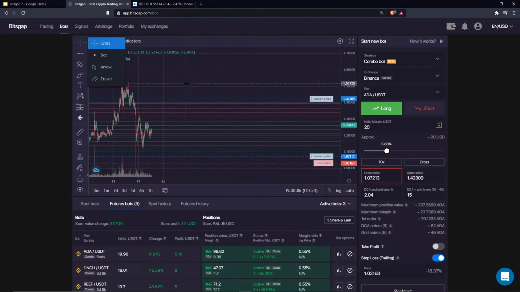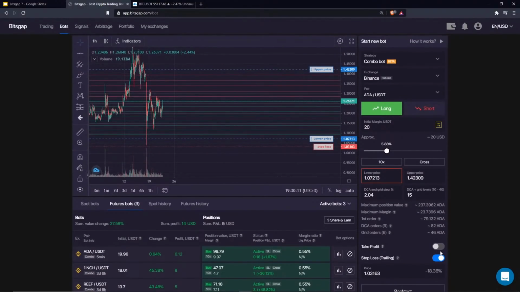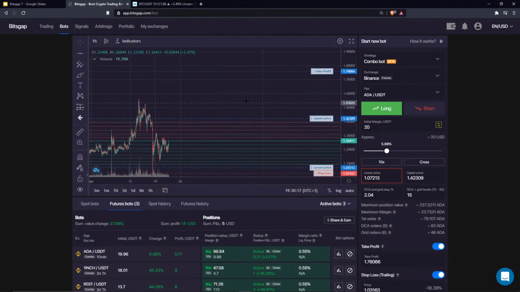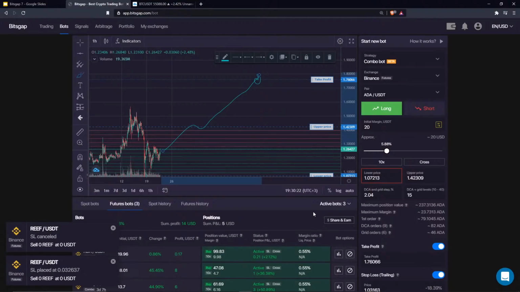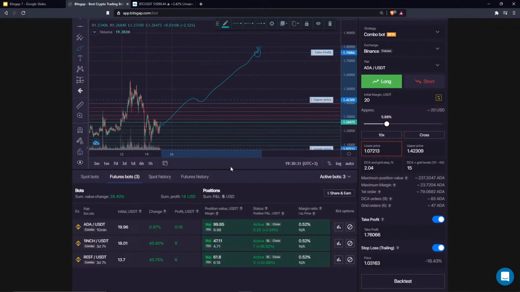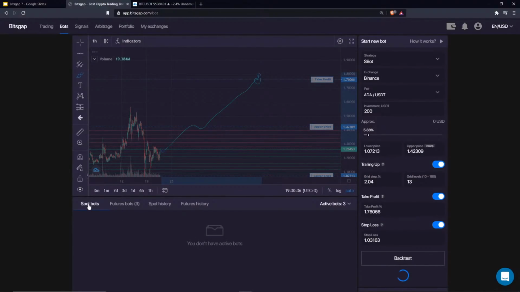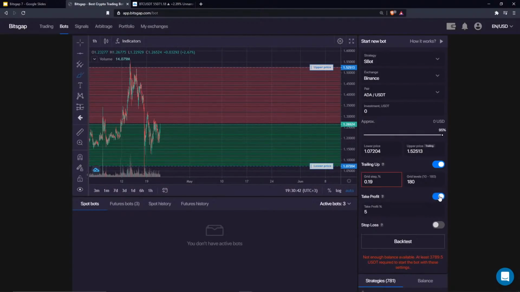Okay, so this is the stop loss, and of course we have the take profit. The thing about the take profit is that once the price reaches this price level, the bot will be closed automatically. You remember that in spot trading we also have the take profit. Let me quickly show you this. So here it is, but here the take profit is defined by the percentage.